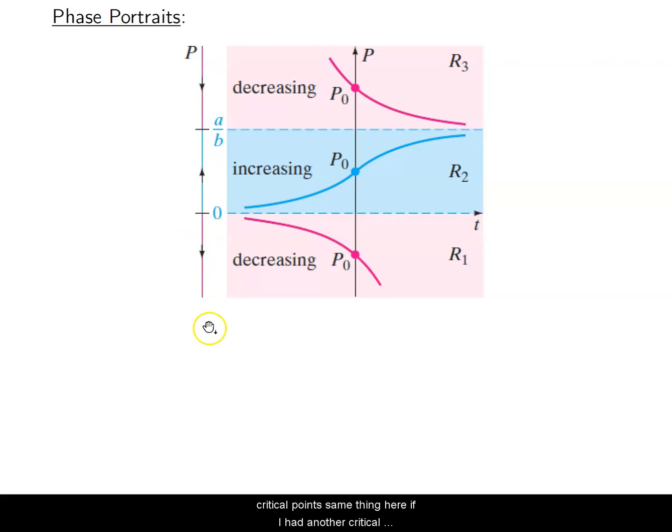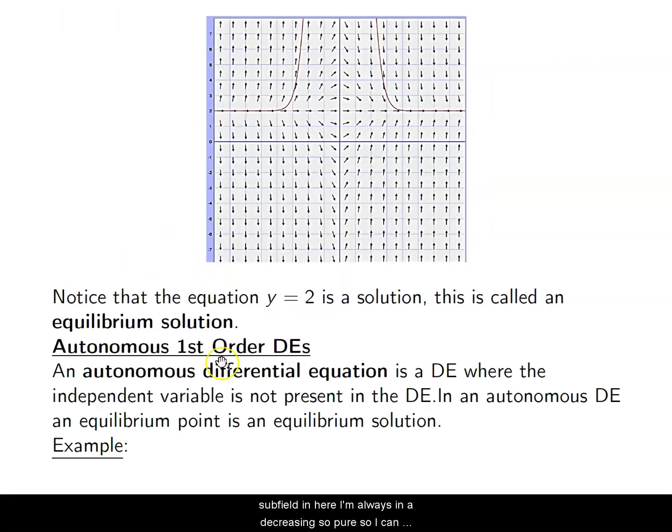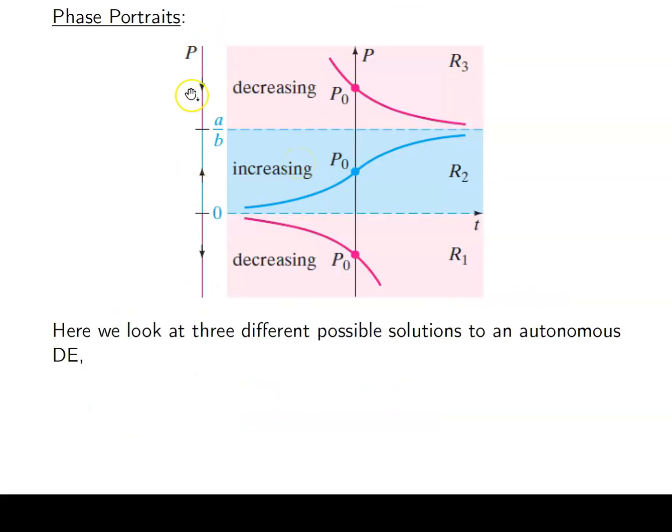Same thing here. If I had another critical point below, the region in between is always going to be always increasing or always decreasing. So what we do is we project to the y-axis, and we can draw arrows for what's always happening. Here, I'm always in a decreasing slope field. Here, I'm always in an increasing slope field. And here, I'm always in a decreasing slope field. So I can take this entire thing here, and I can turn it into a one-dimensional plot with arrows on it that tells me what's happening over this region of the number line, and this region of the number line, and this region of the number line.